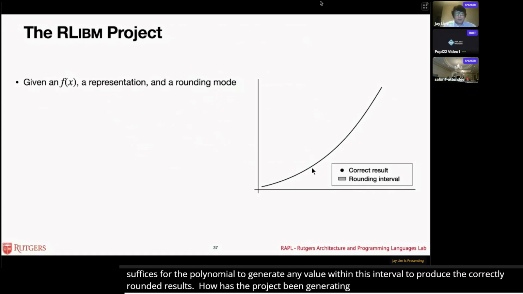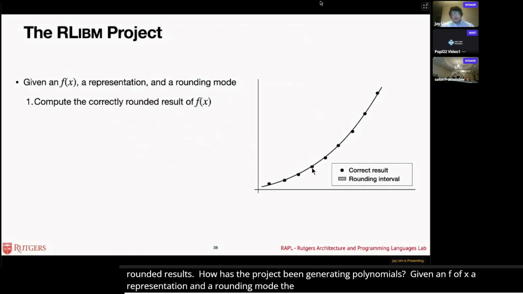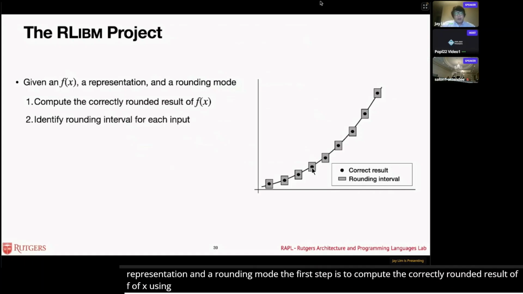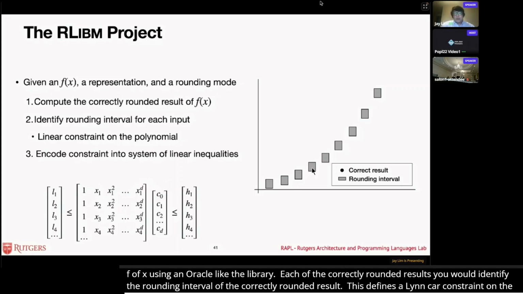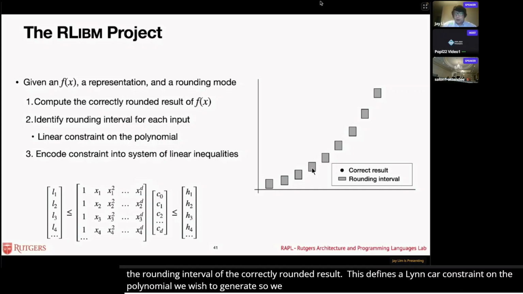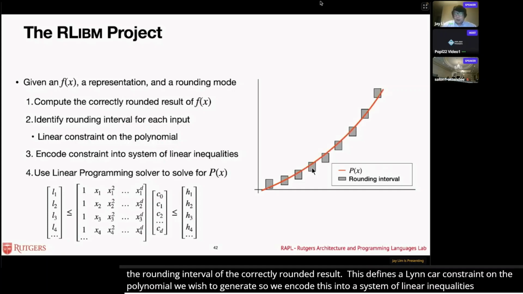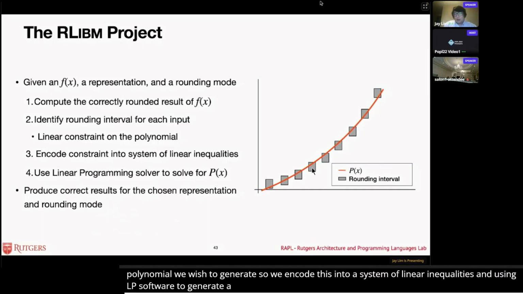Given an elementary function f(x), a representation, and a rounding mode, the first step is to compute the correctly rounded result of f(x) using an oracle like the MPFR math library. Then for each correctly rounded result, you identify its rounding interval. This rounding interval defines a linear constraint on the polynomial that we wish to generate. So we encode these linear constraints into a system of linear inequalities and use an LP solver to generate a polynomial. This polynomial is guaranteed to produce the correctly rounded result for the chosen representation and rounding mode.